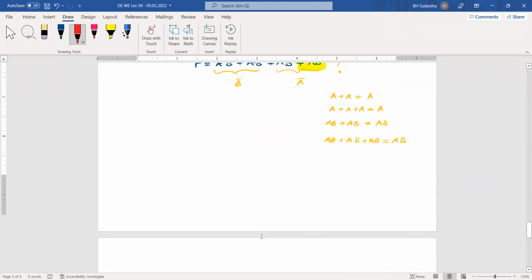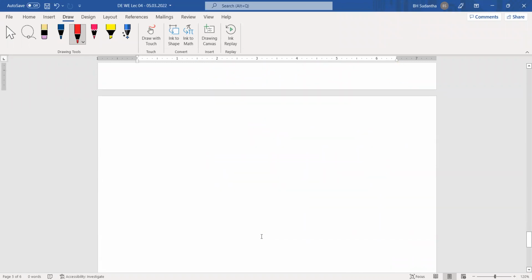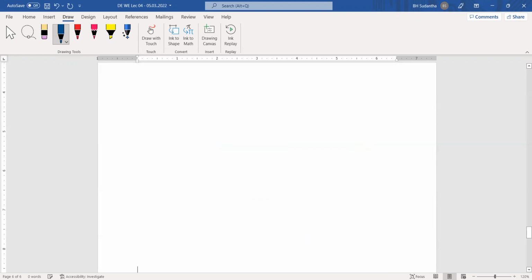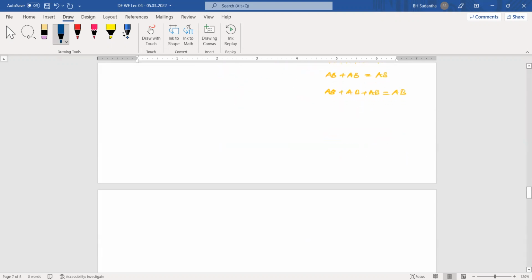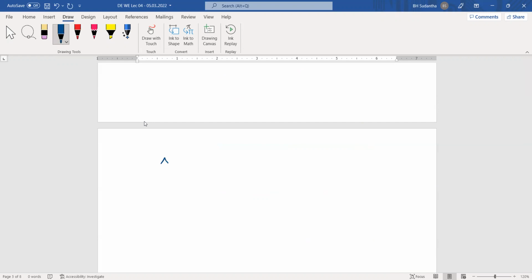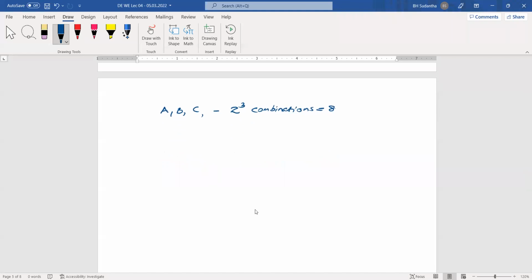Yes. Then we can try 3 variables. With 3 variables, how many combinations do we have? We have A, B, C, 3 variables. Then we have 2 to the power 3 combinations. That means 8. Then we need a map with 8 grids.